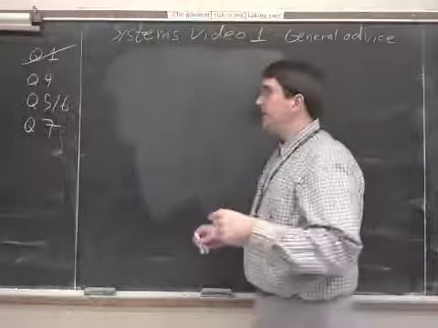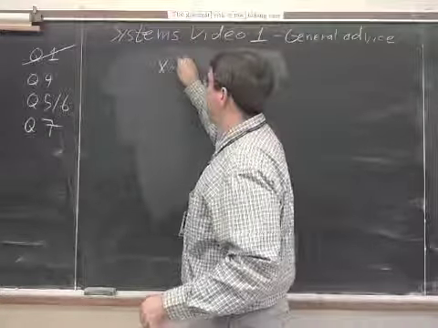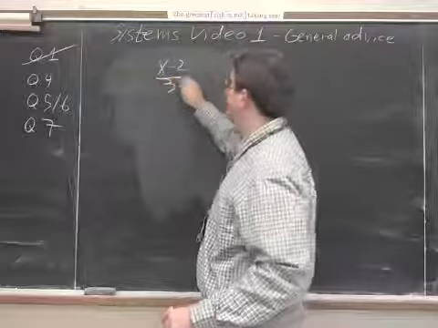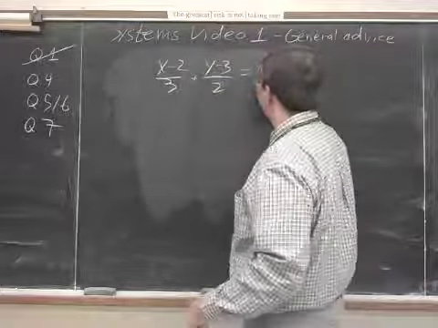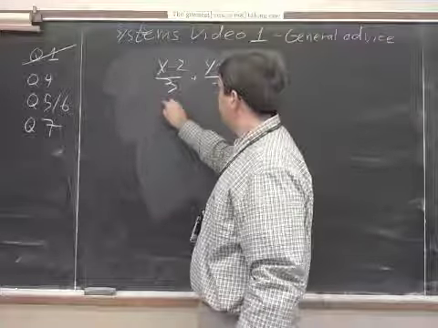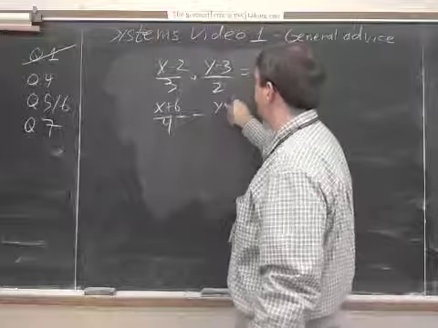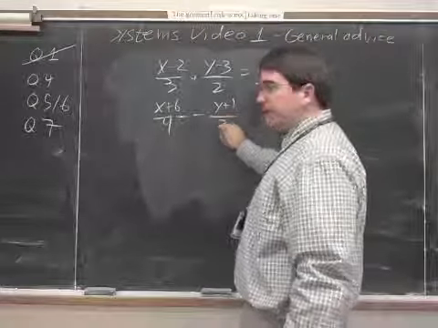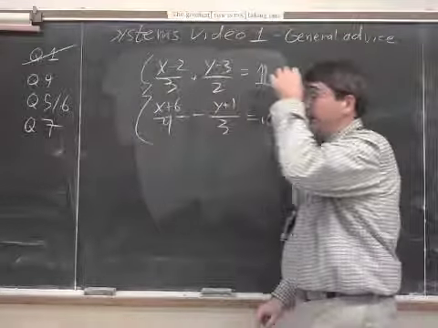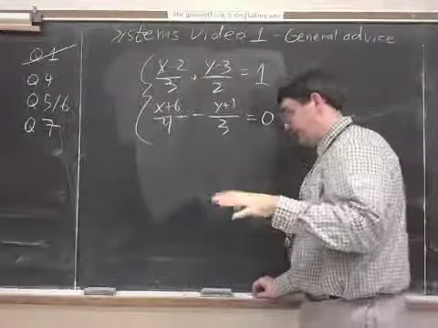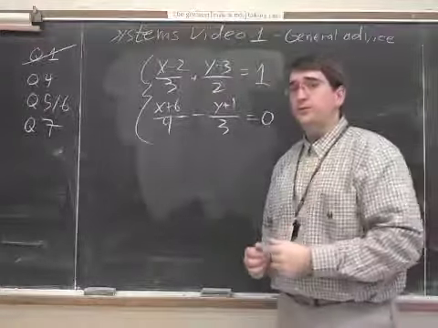So the system that we're going to talk about, like question 4, is (x minus 2) over 3 plus (y minus 3) over 2 equals 1, and then (x plus 6) over 4 minus (y plus 1) over 3 equals 0. This is my new system that I want to talk about. The first part of it works the same way as the one we just talked about.